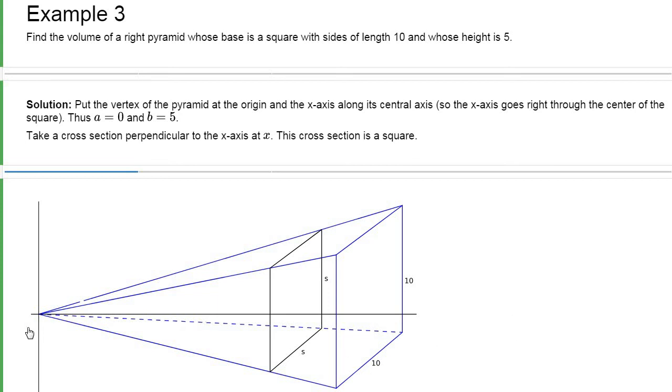The height is 5. Okay, so this picture is not drawn to scale, because the base is supposed to be 10, and this height here is 5. I've kind of stretched out the height longer than it should be, just so I can see inside the pyramid at this little cross section better.